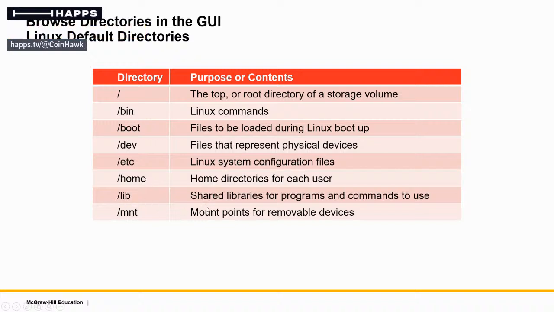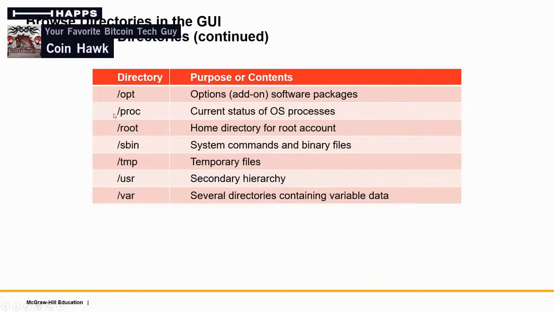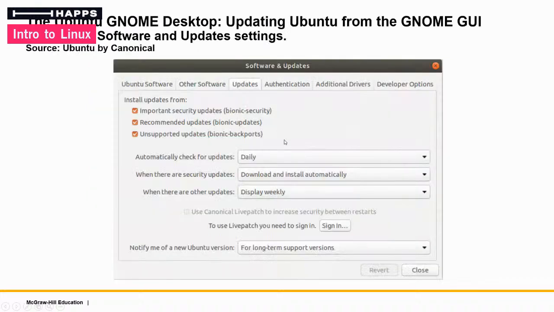Libraries, lib. mount, for adding and removing devices. opt. proc, for processes. root, the home directory for the root account. sbin, system commands and binary files. tmp, temporary files. usr, the secondary hierarchy for users. var, various variable data. Several directories contain variable types of data.